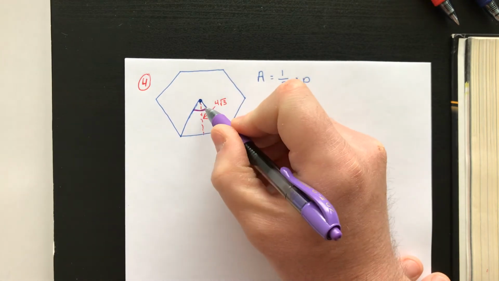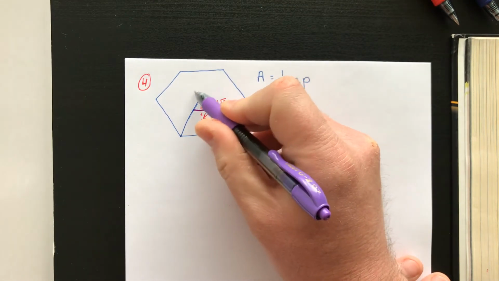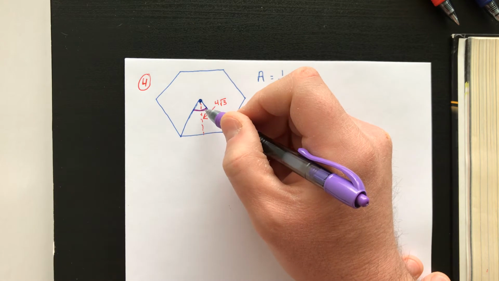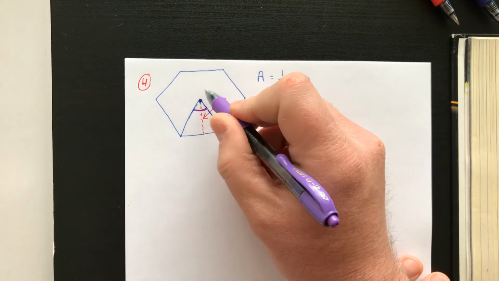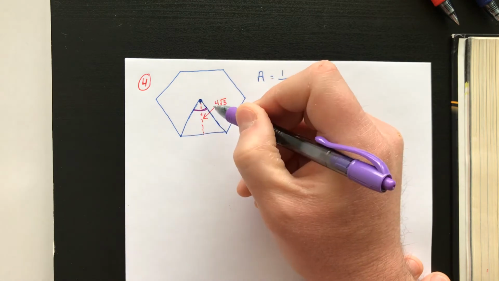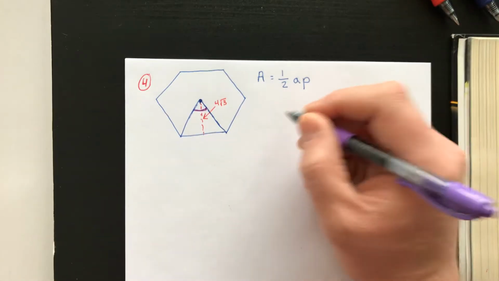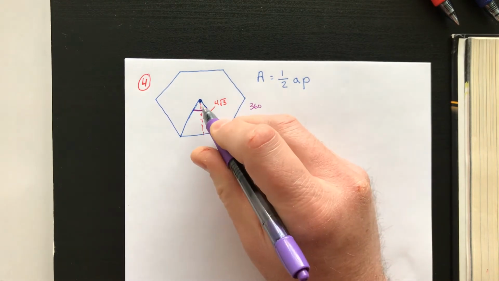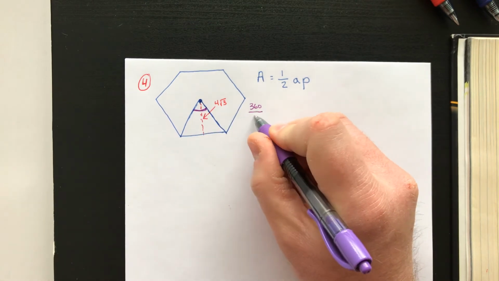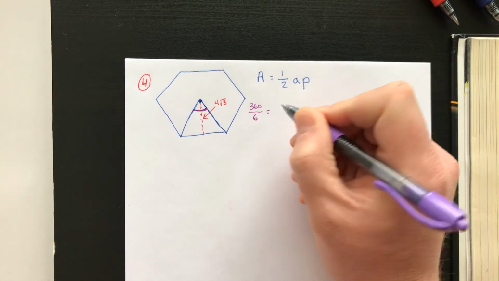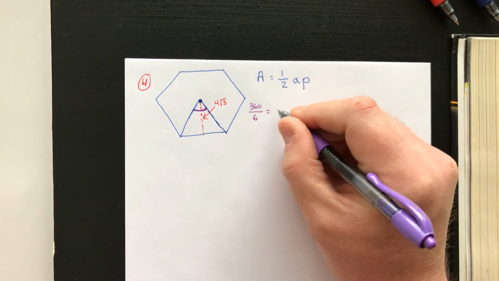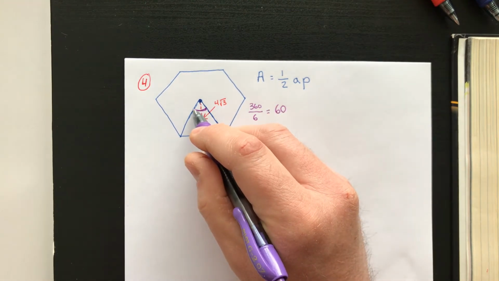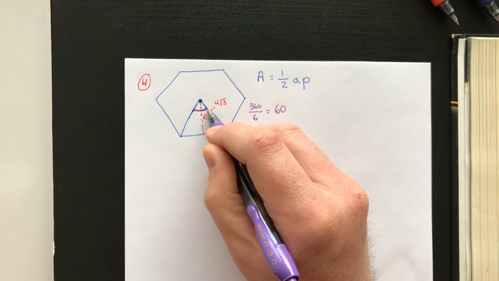I know the distance all the way around is going to be 360 degrees. And how many central angles is a hexagon going to have? It's going to have 6 because there are 6 sides to a hexagon. So in order to start this problem, you do 360, which is the distance all the way around, and you divide it by 6, the number of sides. So I know that my central angle, the distance from here to here, is 60 degrees.